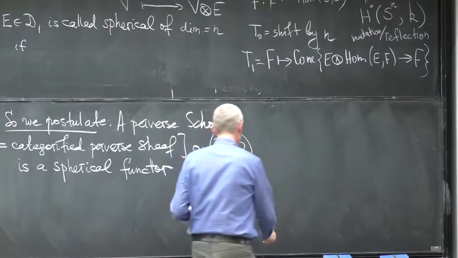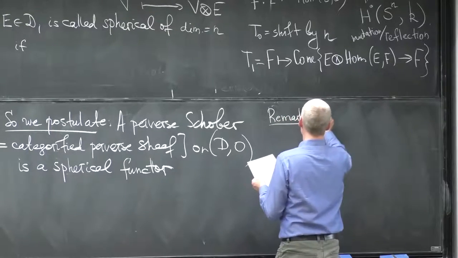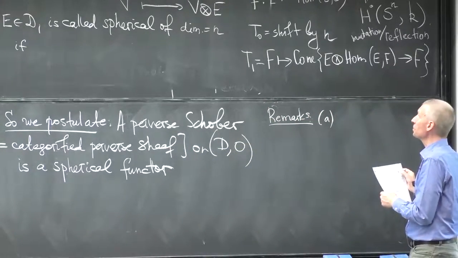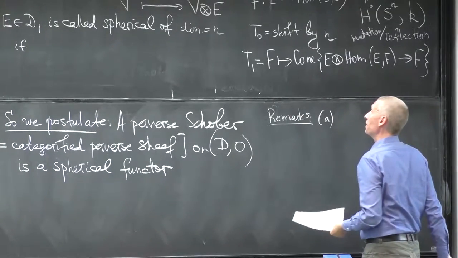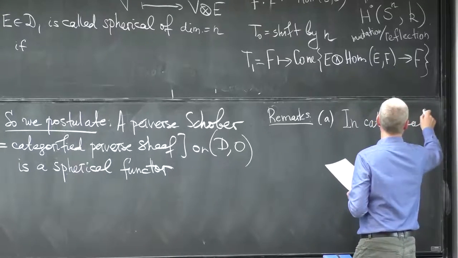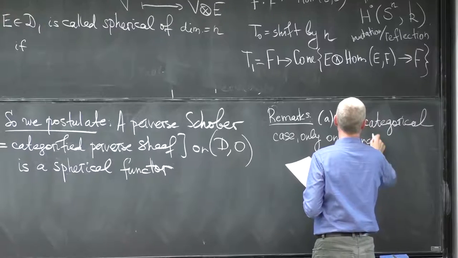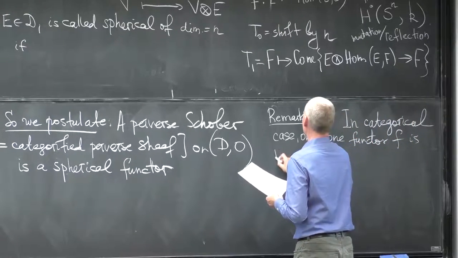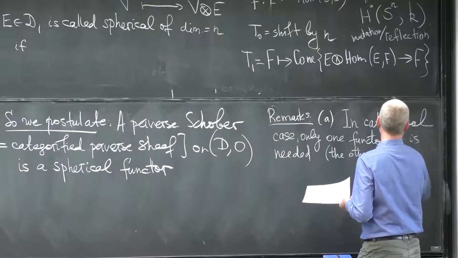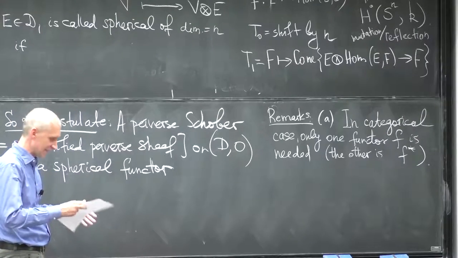Now, let me make a few remarks after this. The first remark, to emphasize a difference between this definition and the definition of perverse sheaves: in the categorical case we're dealing with only one functor, because the other functor is the adjoint. And we cannot even introduce another functor, because then we wouldn't be able to write the exact triangle.